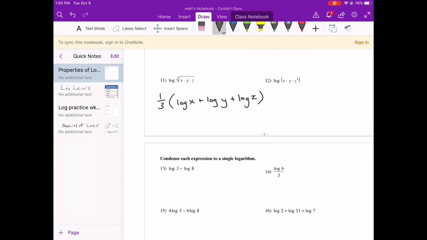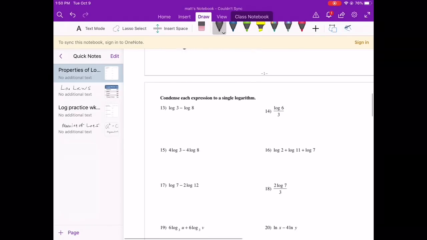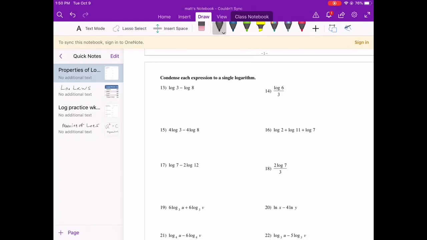Now we could go backwards. So if we're paying attention, number 13 is asking us to condense. That means I want to take the long form, like what I just created, and go backwards to a more simplified version of it. So subtraction makes me think division. So log of 3/8. Again, notice that because that base is blank, it's still blank down here, but that's still log base 10.